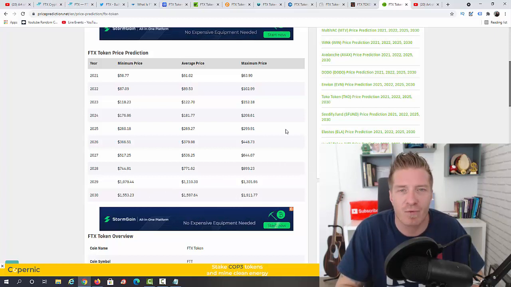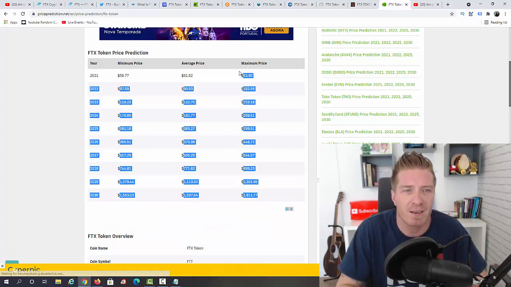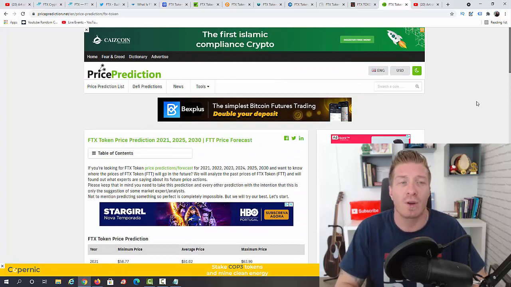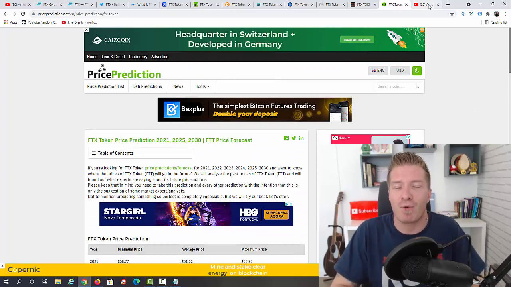$1,911. Again, like with all these other websites, they are not accounting for the peaks and valleys, but this is their prediction, priceprediction.net. So you can make an informed decision right now if you want to.